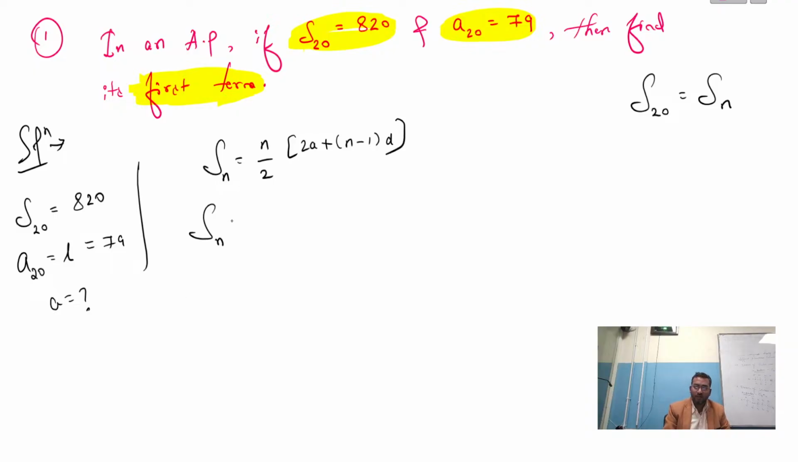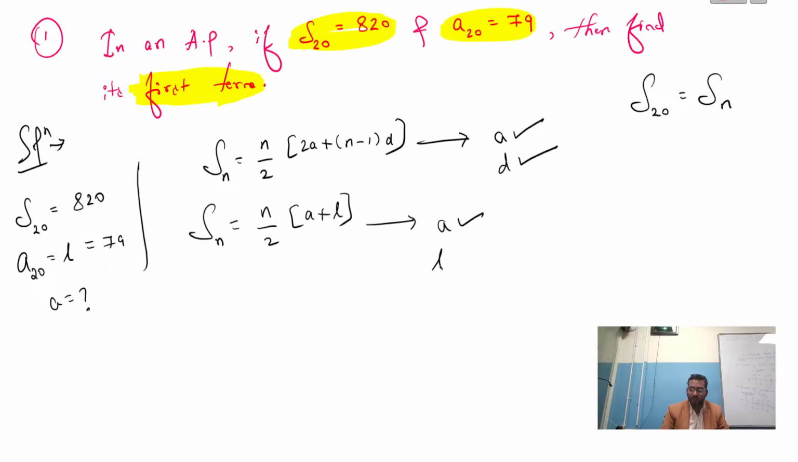And we also have the formula Sn is equal to n by 2 into (a plus l), where l is the nth term. We have two formulas, and it is up to you which one you want to use. I said in the previous class, if we know the first term and common difference, we use the first formula. If you know the first term and last term, we use this formula.